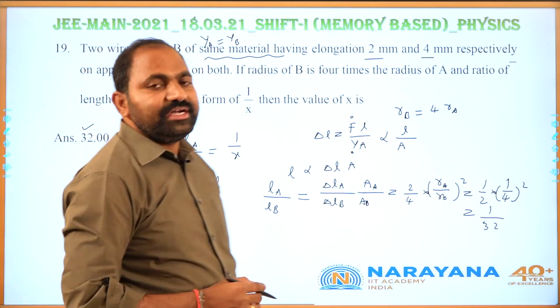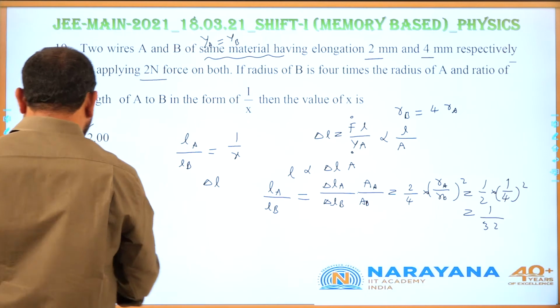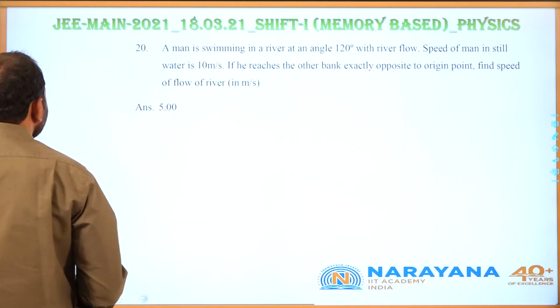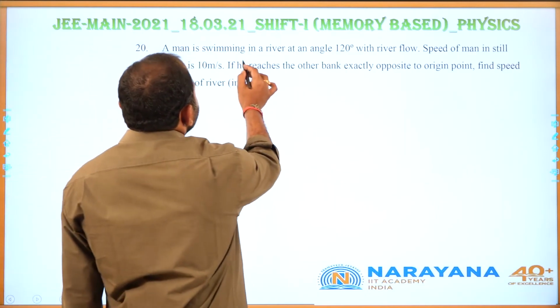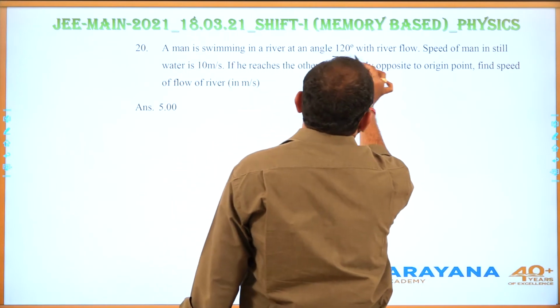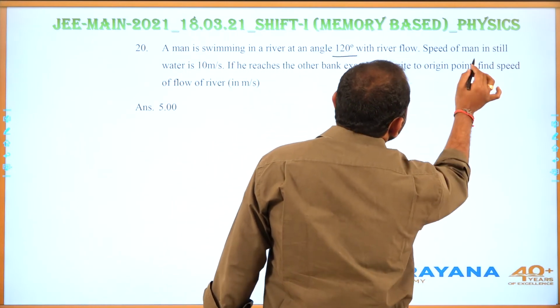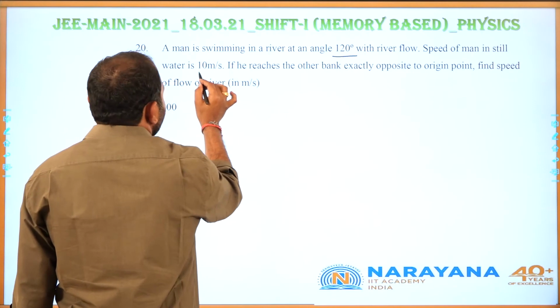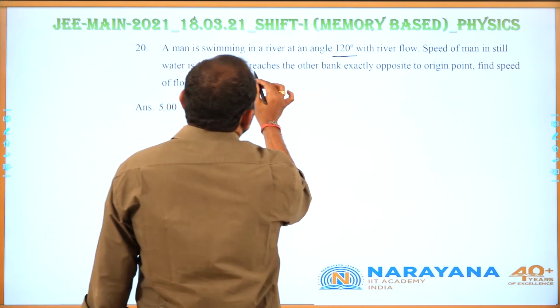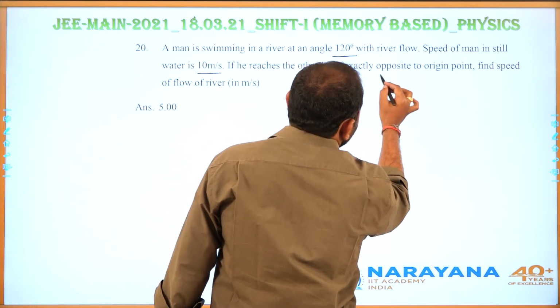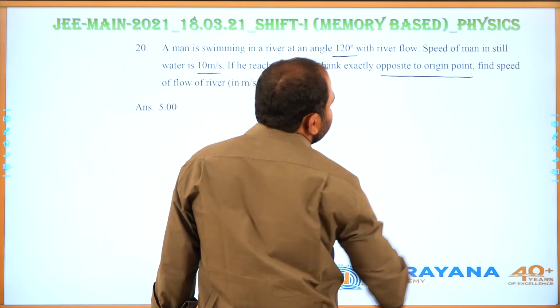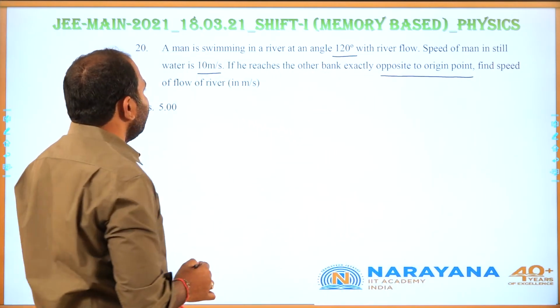Let us go to the 20th question. A man is swimming in a river at an angle 120 degrees with river flow. Speed of man in still water is 10 meter per second. If he reaches the other bank exactly opposite to the origin point, find the speed of flow of river.